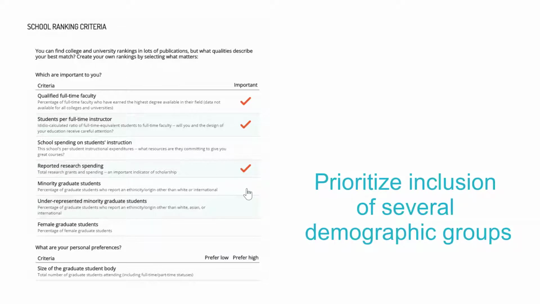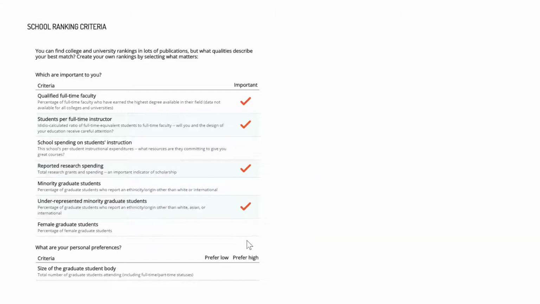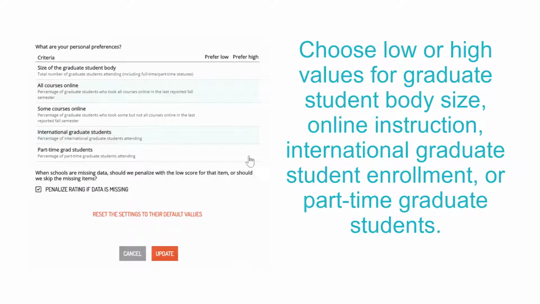The last three items in the first section allow you to prioritize universities based on demographic representation within the university-wide graduate programs. Our second section allows you to specify low or high values. You can choose preferences for graduate student body size, online learning availability for the university's graduate programs, or proportions of international and part-time graduate students.